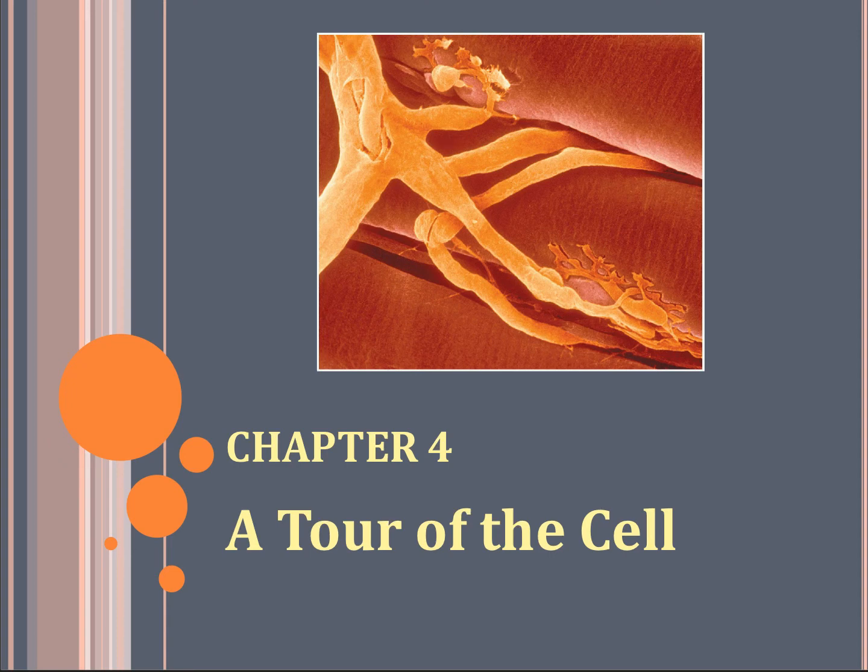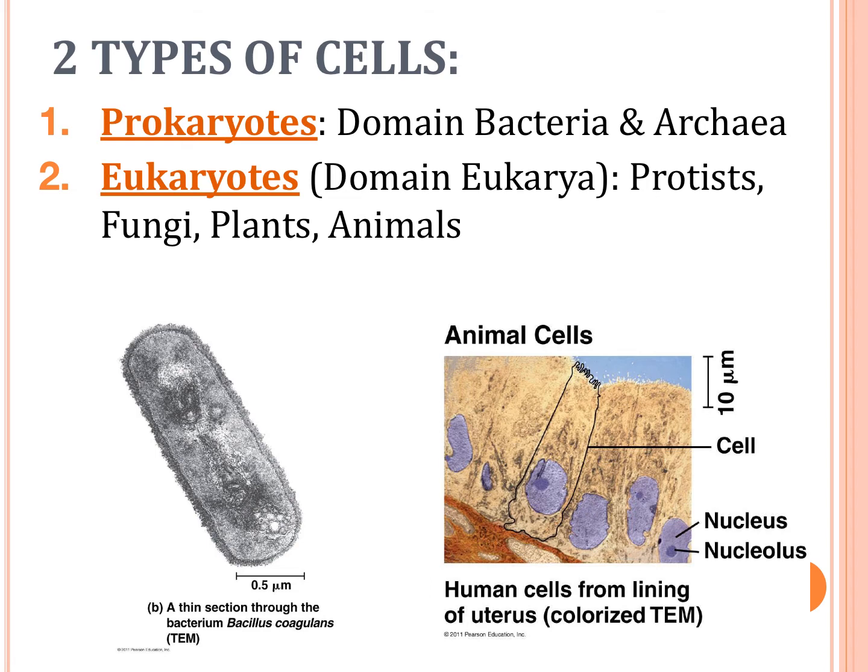Today I'm going to give you an introduction to Chapter 4, a tour of the cell. There are two main types of cells, prokaryotic and eukaryotic cells. The domains of bacteria and archaea include prokaryotic cells, while eukaryotic cells fall under the domain Eukarya and include organisms such as protists, fungi, plants, and animals.